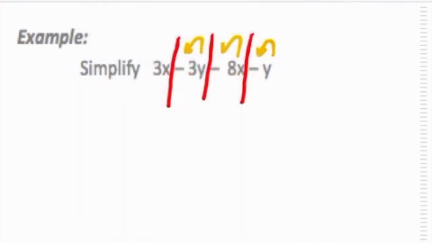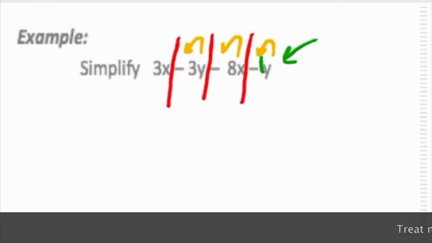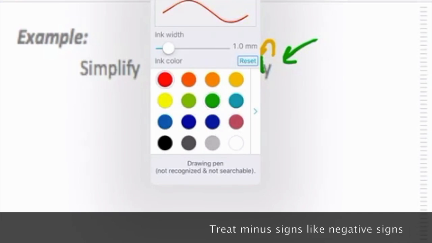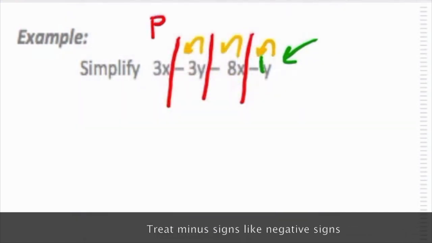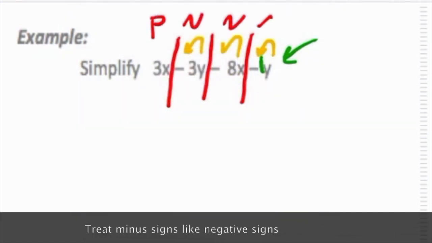And if you don't see a number in front of a letter, you always give it 1. Like, for example, see here, literally there is 1y. So because it doesn't have a number in front of it, I put a 1. So that's 3x, negative 3y, negative 8x, and negative 1y. Notice how I'm calling them negatives and not positives. I treat minus signs like negatives. So I'm going to write that actually above so we can use that later. Positive, negative, negative, and negative.